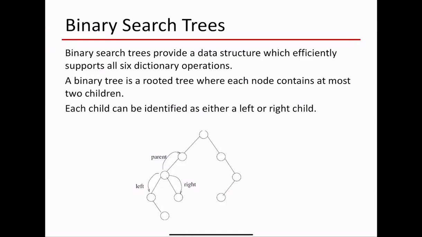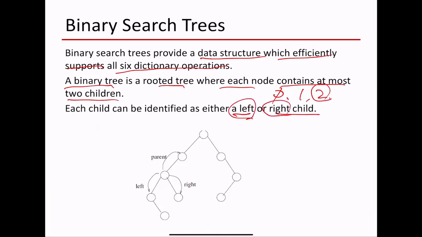All right, so BST. BST provides a data structure which efficiently supports all six dictionary operations we talked about. A binary tree is a rooted tree where each node contains at most two children. You may not have children, you may have a child, but you can also have children. Two is the max. Each child can be identified as either left or right. If it is smaller than me, go to left, bigger than me, go to right.